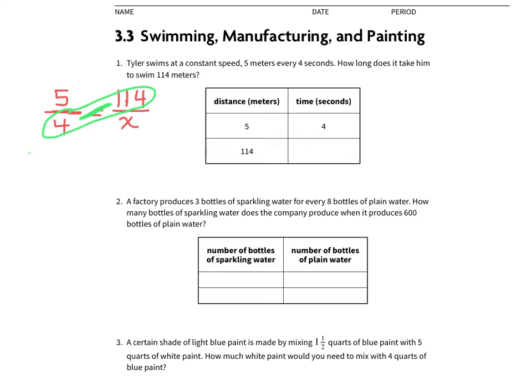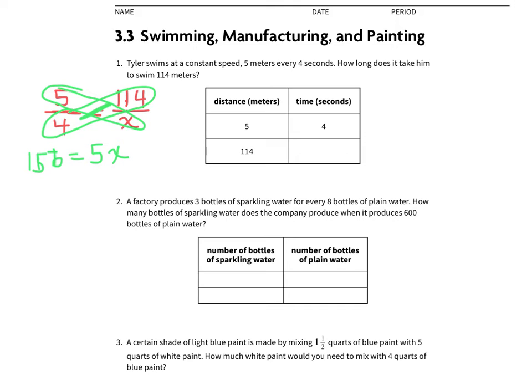114 times 4 is 156. Sorry, 156. And that's the same thing as 5 times this unknown number, 5x we'll call it.